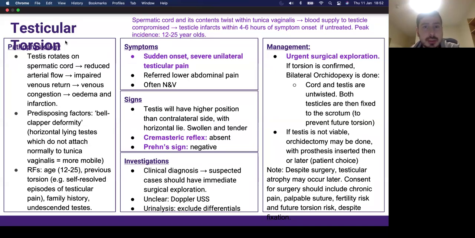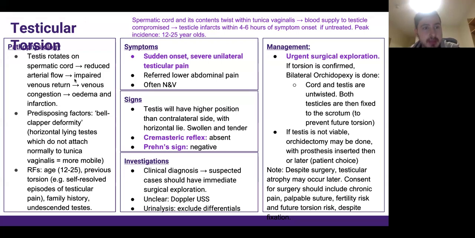So torsion is when the spermatic cord and its contents twist within the tunica vaginalis, and as a result, you impair the venous return, and the venous supply gets congested, causes edema and subsequent infarction. You might find in the SBA that the bell clapper deformity is mentioned, and this is a horizontal lying testes, which doesn't attach to the tunica vaginalis normally. So this means that it's more mobile, it can move, and it might undergo torsion more easily.